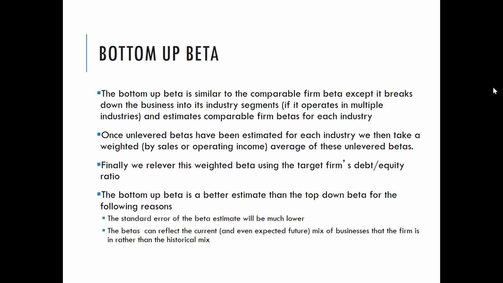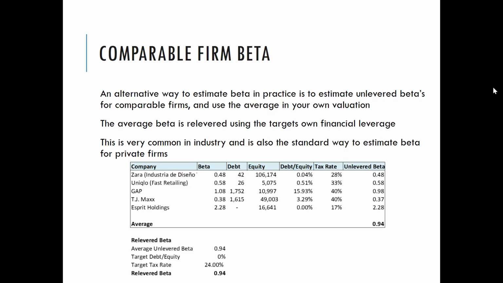The next approach is called a bottom-up beta approach. It's basically doing this, but on a much, much larger scale. A bottom-up beta approach is particularly useful if you're dealing with a firm that is operating in multiple segments. So let's see, who is doing what?